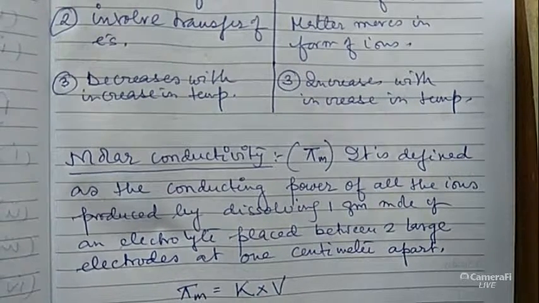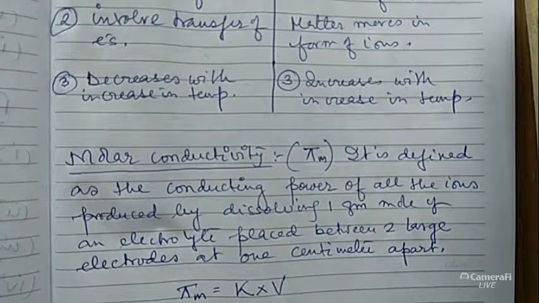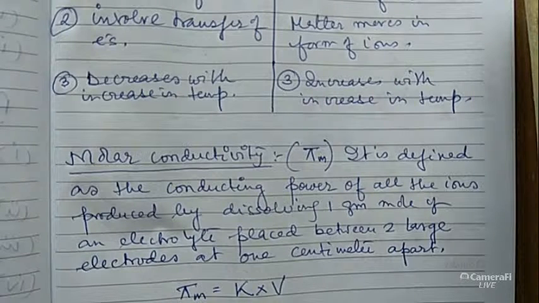They will start dissociating into positive ions and negative ions. Once they start dissociating, what will happen? Positive ions will migrate to the cathode and negative ions will migrate to the anode. Now, when they start migrating, what will happen? Cation would be discharged at the cathode, anion will discharge at the anode. Now, what is the molar conductivity? It is the conducting power of all the ions produced. That means all the cations and the anions that are produced in the solution.